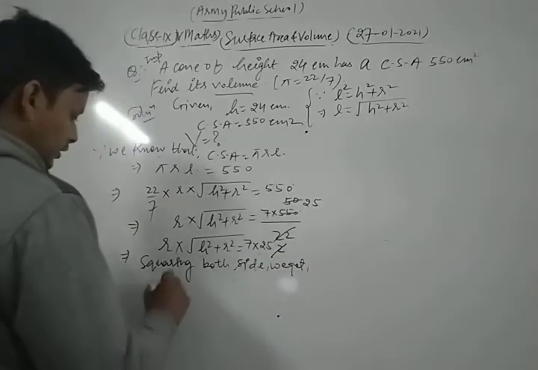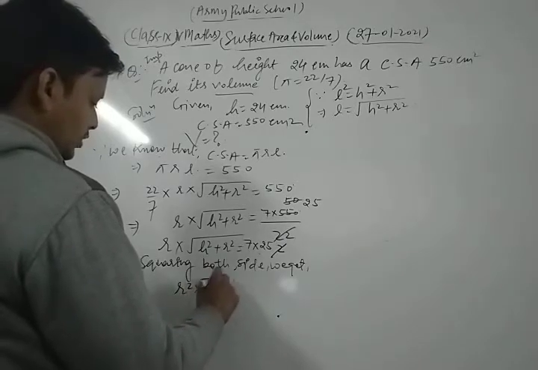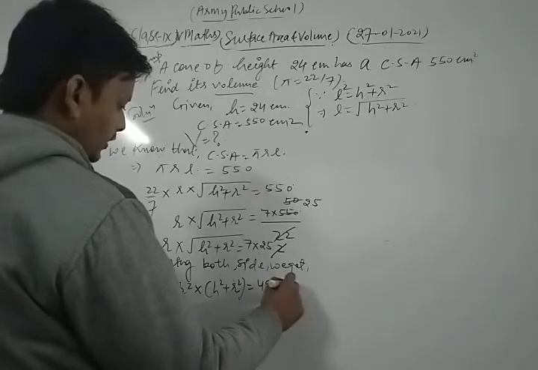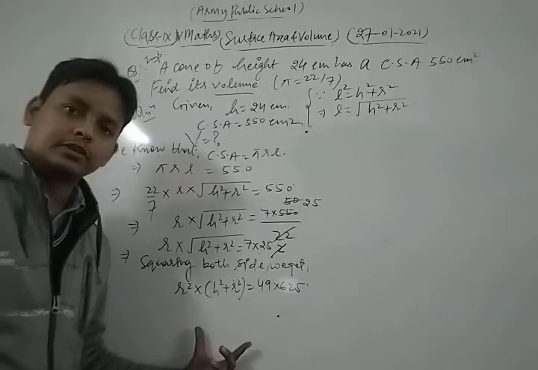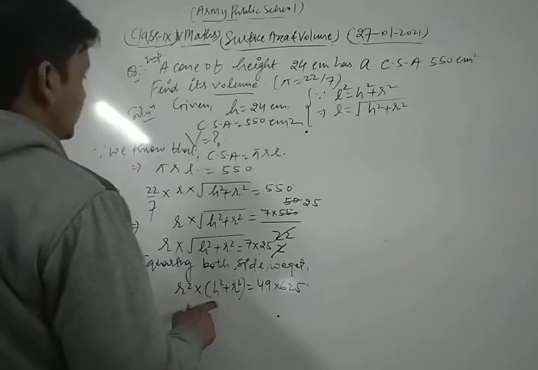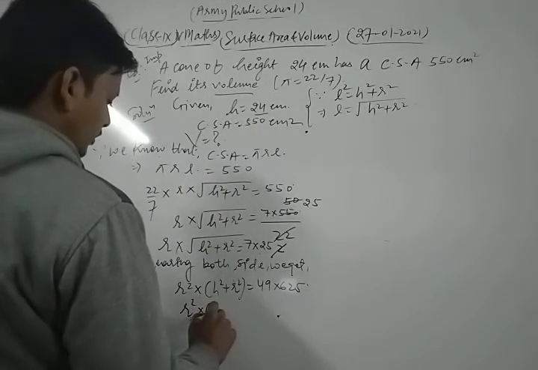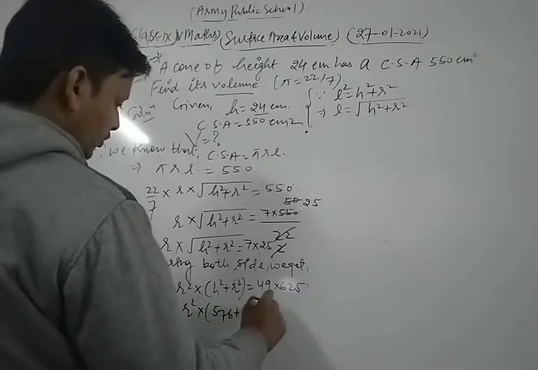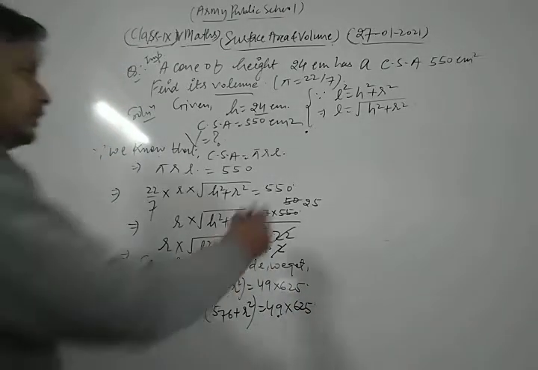We get r square into h square plus r square is equal to 49 into 625. Okay, if we take squaring on both sides, then we get this relation. Now we put the value of h as 24. So this is r square into 24 square, which is 576, plus r square, is equal to 49 into 625. Okay, now let's see here.